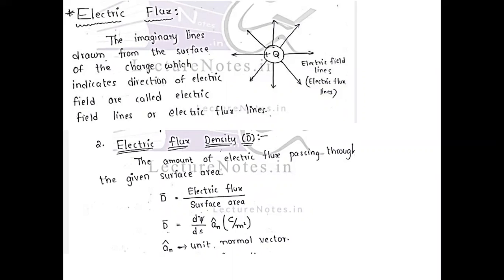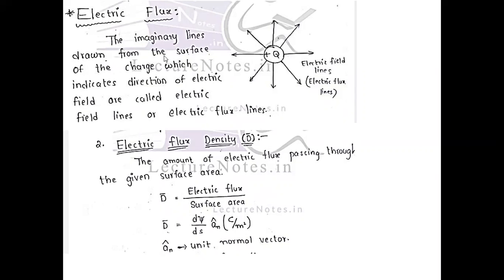The imaginary lines drawn from the surface of the charge, which indicate the direction of the electric field, are called electric flux lines, or the electric lines of force. Okay, so this is the charge, and these imaginary lines are called the electric flux, and this electric flux is equal to the magnitude of the charge enclosed by that surface.